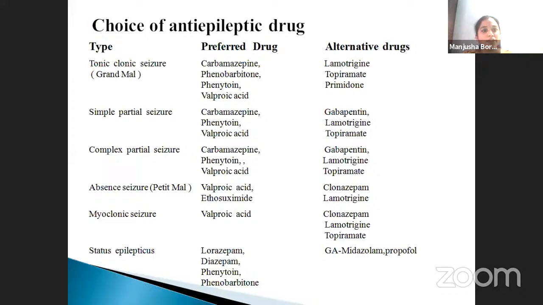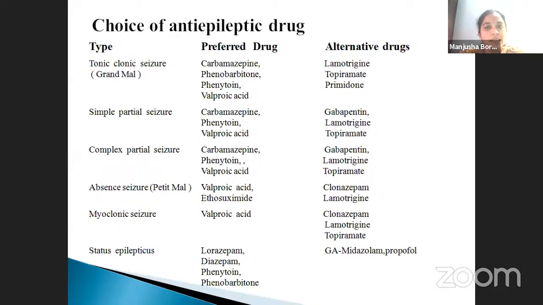This chart summarizes the different types of epilepsy, first choice of drugs, and alternative drugs. We have tonic-clonic seizure in grand mal epilepsy. In this case, first-line drug treatment is carbamazepine, phenobarbital, phenytoin, valproic acid, and alternative drugs are lamotrigine, topiramate, primidone. Simple partial and complex partial seizure, first drug of choice is carbamazepine, phenytoin, valproic acid. And alternative drugs or second-line drugs are gabapentin, lamotrigine.